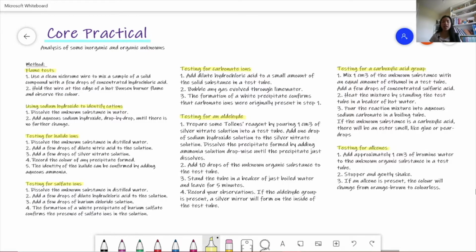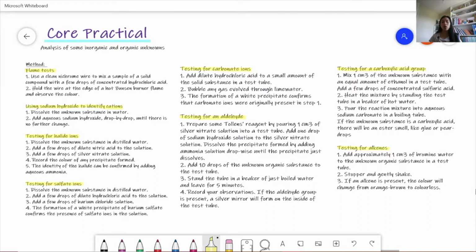So firstly, we're going to look at some flame tests. And the overall method we have for this is that firstly we use a clean nichrome wire to mix a sample of a solid compound with a few drops of concentrated hydrochloric acid. We then hold this wire at the edge of a hot Bunsen burner flame and observe the colour.